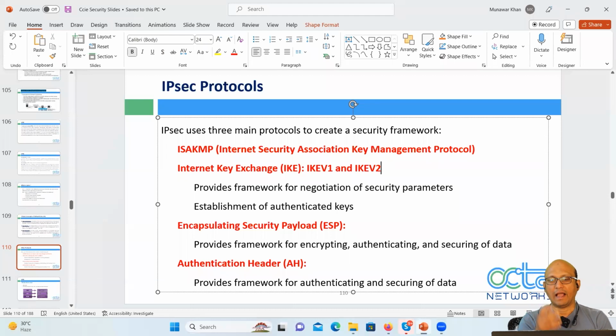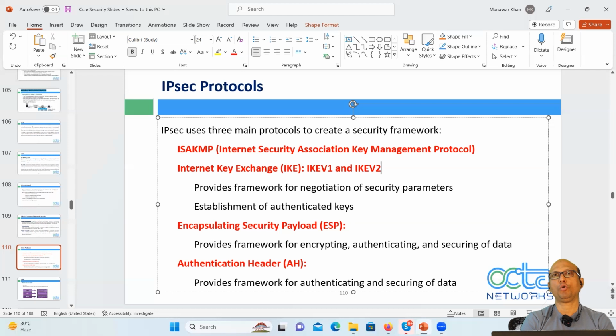So you see, IKE is looking after the negotiation of security parameters. Encapsulating Security Payload is looking after encryption, authentication, and securing. Authentication Header is just looking after authenticating and securing. So nowadays, we don't use AH. We always consider IKE version 2 and ESP. We don't want AH because AH does only one thing, authenticating and securing. But you see, ESP is doing what? Encrypting, authenticating, and securing of data. So ESP is one of the best sub protocols of IPsec.